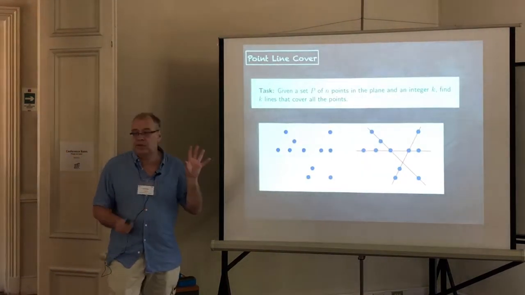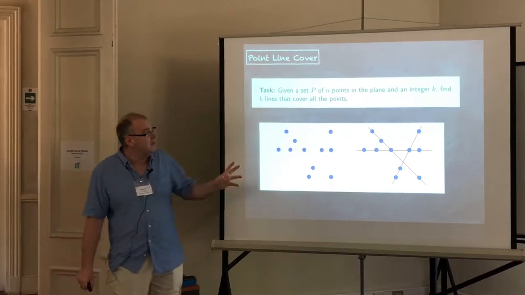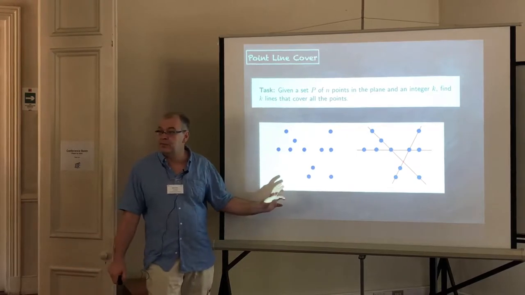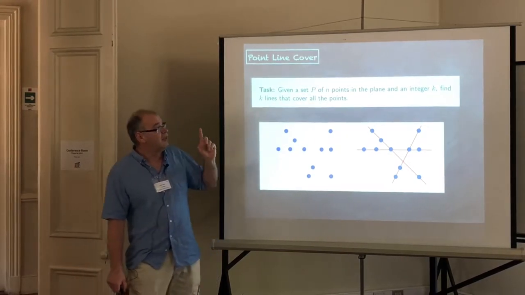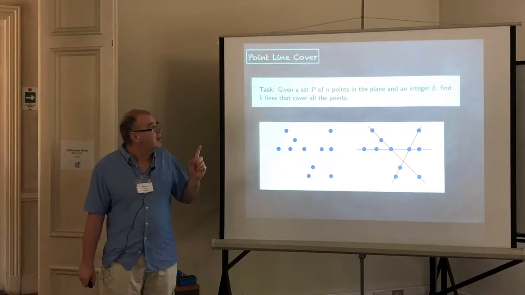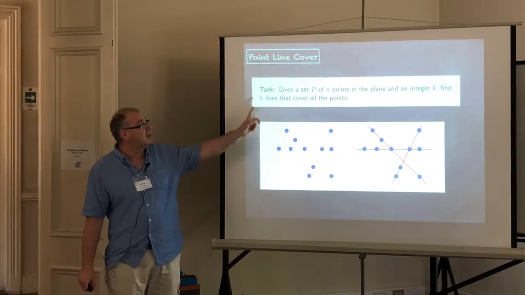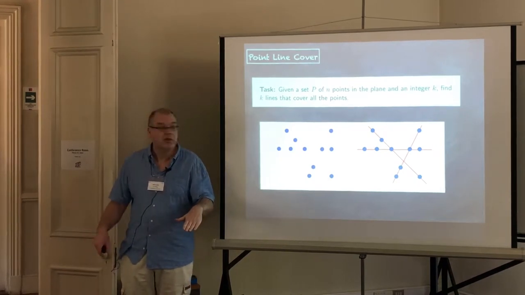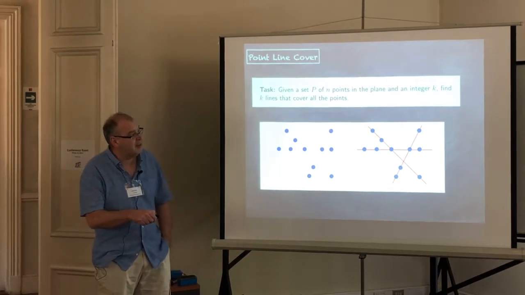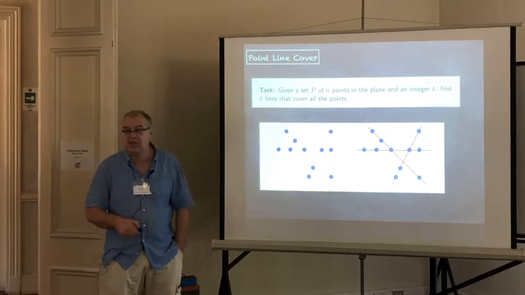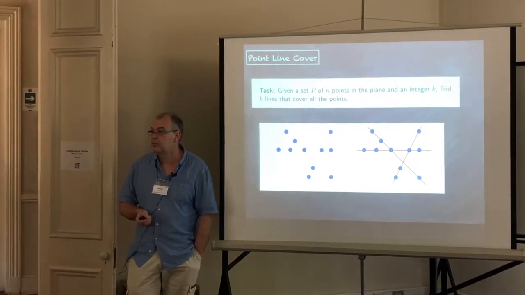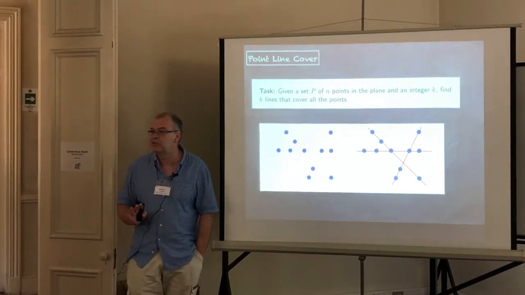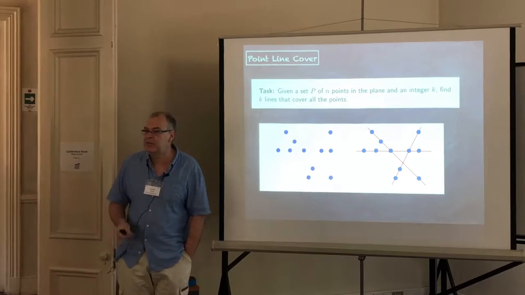But let's take a slightly different look at the following toy problem. I have a plane, and on the plane I have n points. I am also given an integer k, and I ask if there are k lines which cover all points. In this example, this is a set of points, and here I have 1, 2, 3 lines which cover all points. Believe me, this is an NP-complete problem. It looks simple as a toy problem, but it's NP-complete.